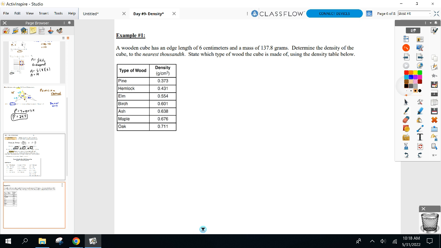I got a wooden cube. And you guys can see cube, everything's the same, right? All the edges are the same length, 6. And it has a mass of 137.8. What's the density? All right, so we have a formula. D equals M over V.